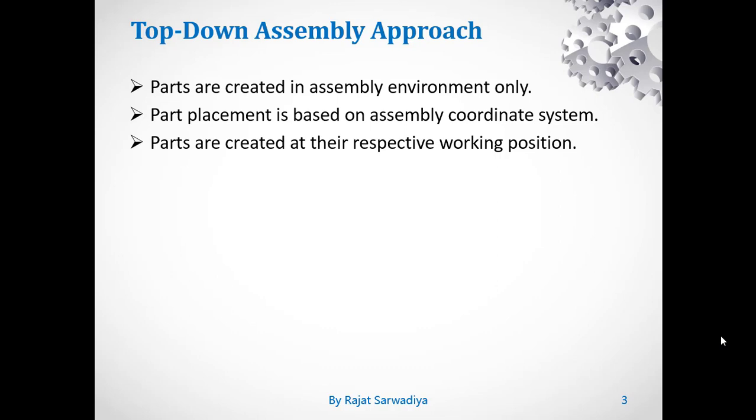Part placement is based on the assembly coordinate system. We will have a single origin for the complete machine or for the complete assembly, and based on that only we will be creating the parts. Parts are created at their respective working position. I already told you we will be creating the parts at their respective working position only. Wherever the part is actually functioning in the machine, at that location only we will be creating.